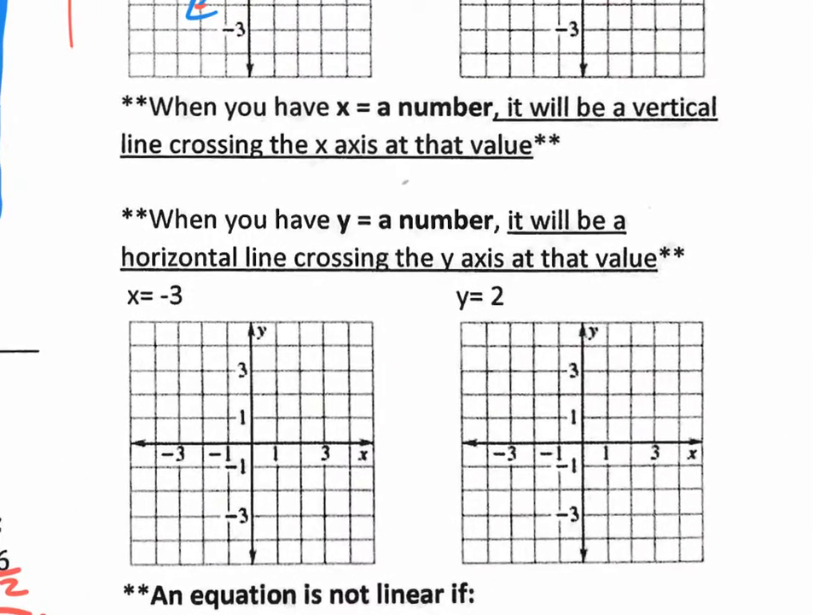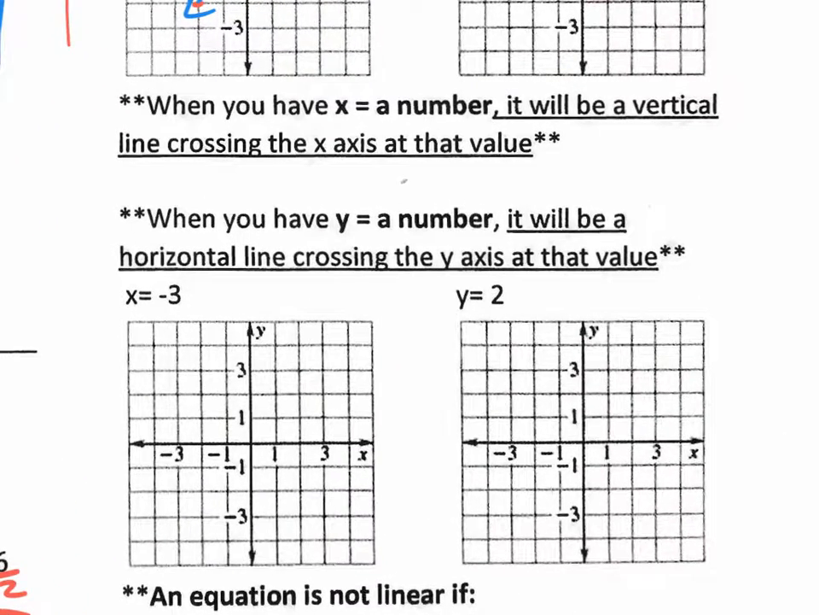You could memorize these two rules. That way you don't have to spend any time. It's not a rule, it's the truth. It says when you have x equals a number, it will be a vertical line crossing the x-axis at that value. So if you have x equals negative 3, x equals 5, x equals 1, x equals 0, x equals any number, and there's no y involved, then you could go to the x-axis and draw a vertical line right through that x value. Okay? So I could just go to my x-axis. Here's my x-axis. Go to the answer, negative 3, the value of x, and just draw a vertical line right through it.